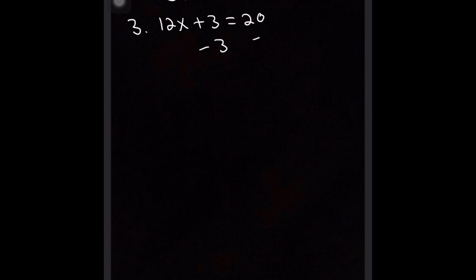All right. Number 3. Okay, we have 12x plus 3 equals 20. Okay, so similar situation to the last problem. For this problem right here, what we're going to do is subtract 3 on both sides. All right, that's going to cancel out. We're going to have 12x left on this side equal to 20 minus 3, that's going to be 17.